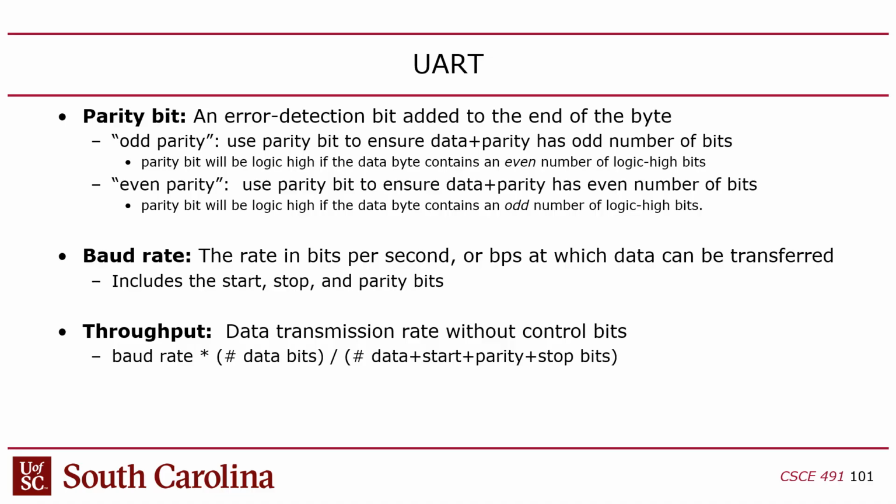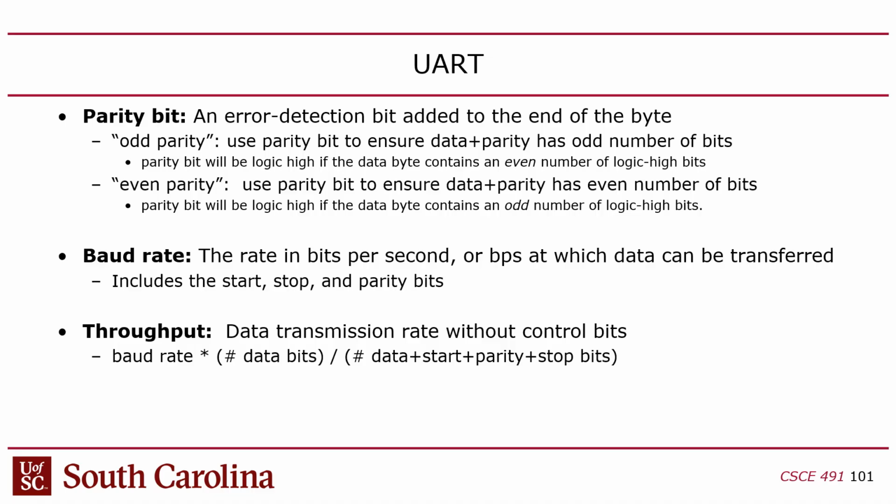In other words, if you look at the combined data bits and parity bits, if you have an odd parity, then that number should be odd. Basically, as the transmitter, if I have an even number of 1 bits and I have odd parity, then I set the parity to 1, which guarantees that the combined bits are an odd number. Does that make sense? Okay, and then even is the other way around.